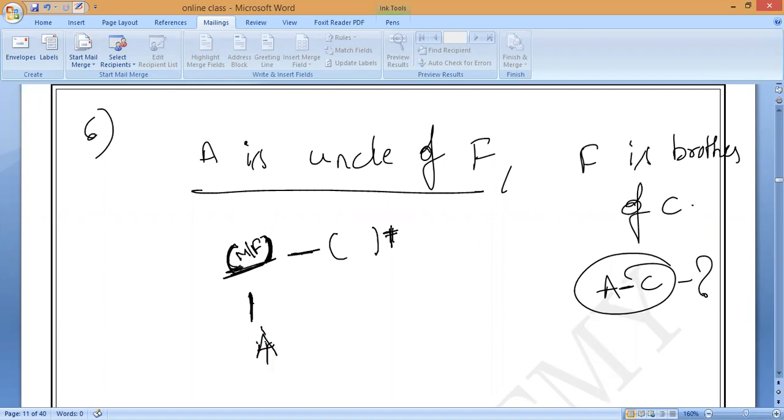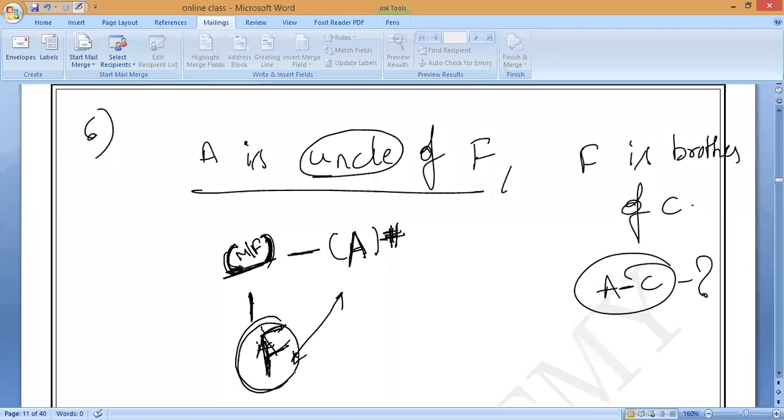A is uncle of F. F has some parents, and F's parent's brother is A. So what is the relationship between F and A? Uncle or aunt? Here it is mentioned uncle. A is the uncle of F. So F is niece or nephew. We don't know.